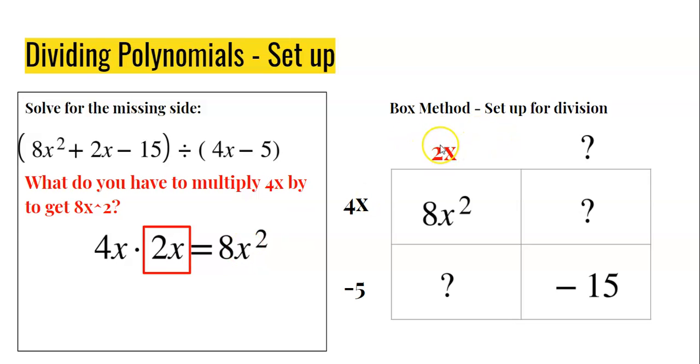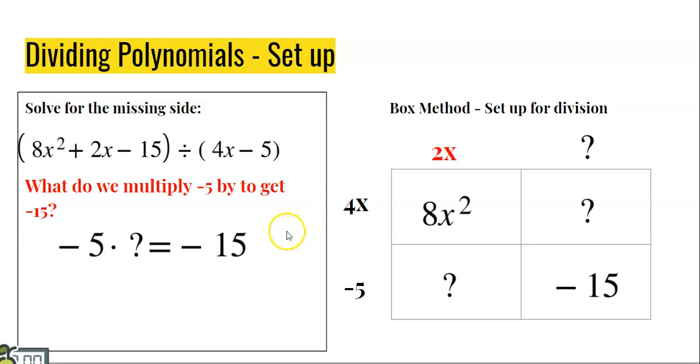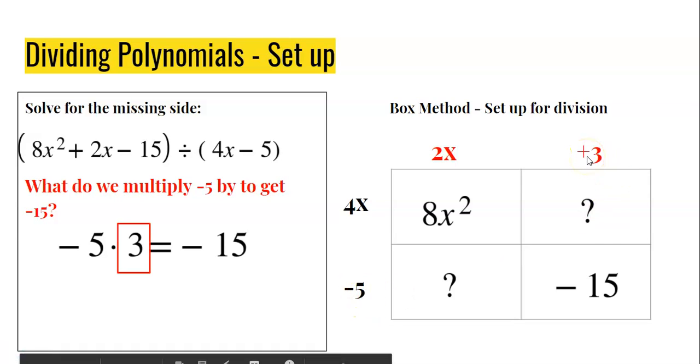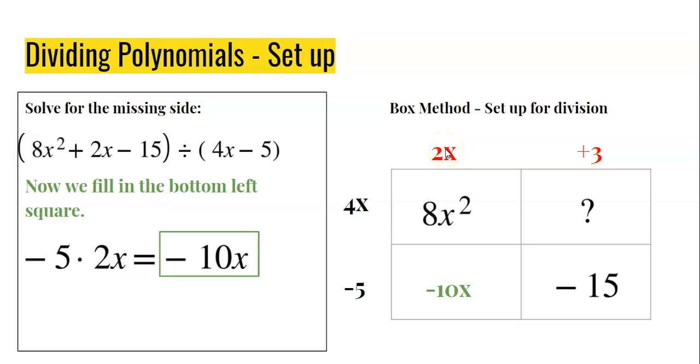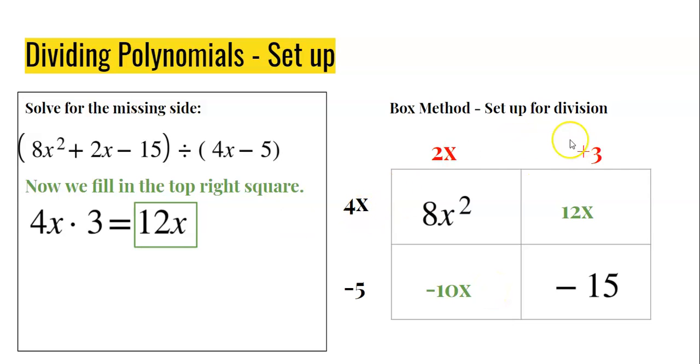So I found the first term of my missing binomial. Then you ask yourself, what do we multiply negative 5 by to get negative 15? Well, negative 5 times 3 gives you negative 15. So this is our missing binomial, but once again, we don't stop here. We want to check our answer. So 2x times negative 5 gives you negative 10x. And 4x times 3 gives you 12x.